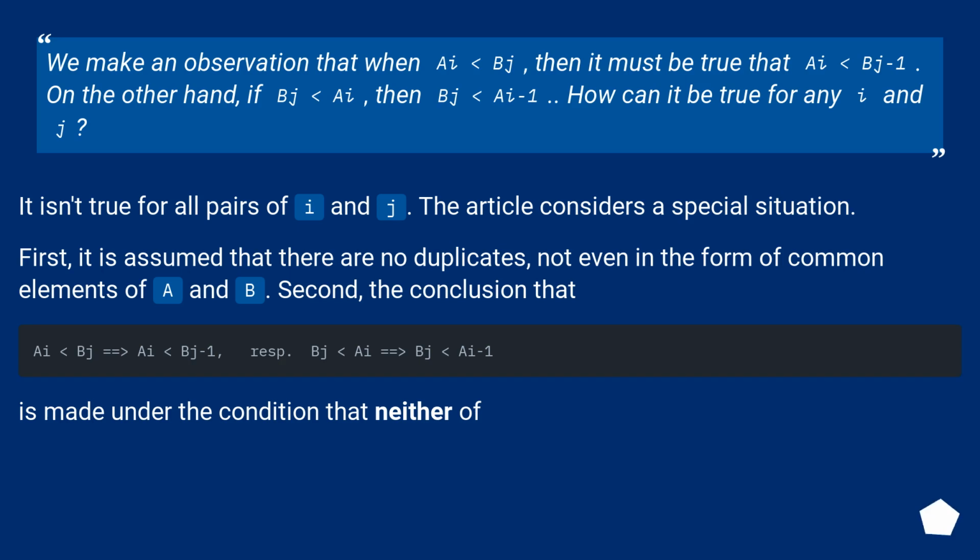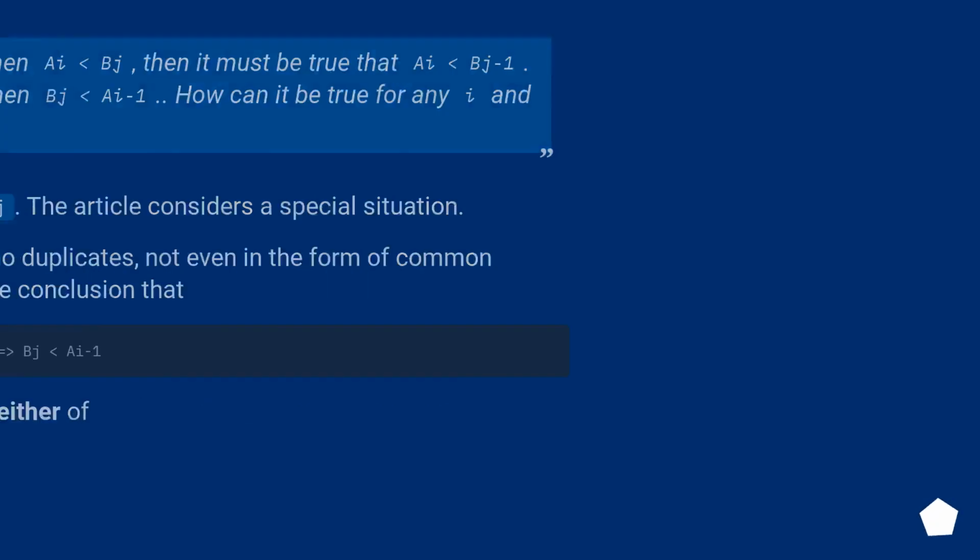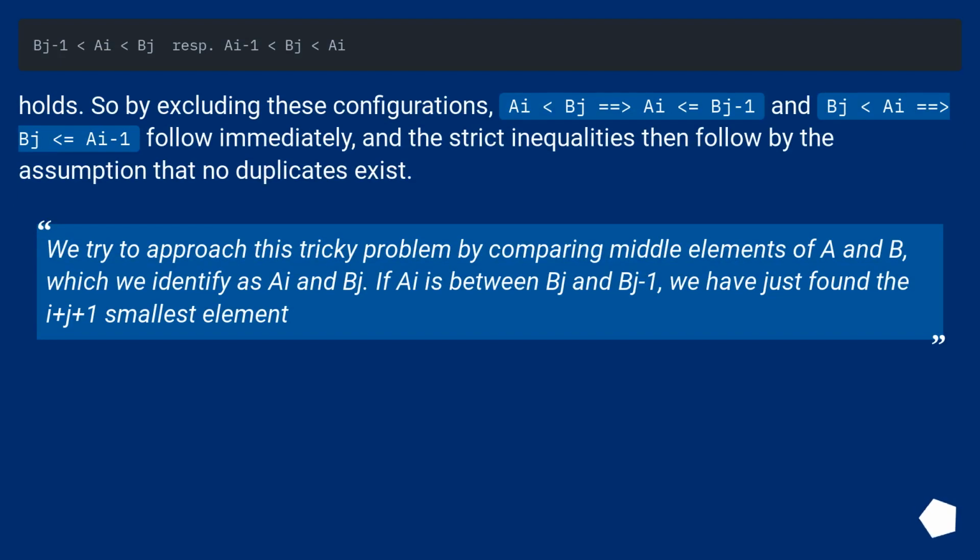First, it is assumed that there are no duplicates, not even in the form of common elements of A and B. Second, the conclusion is made under the condition that neither of the excluded configurations holds. So by excluding these configurations, ai is lower than bj implies ai is lower than or equal to bj+1, and bj is lower than ai implies bj is lower than or equal to ai+1 follow immediately, and the strict inequalities then follow by the assumption that no duplicates exist.